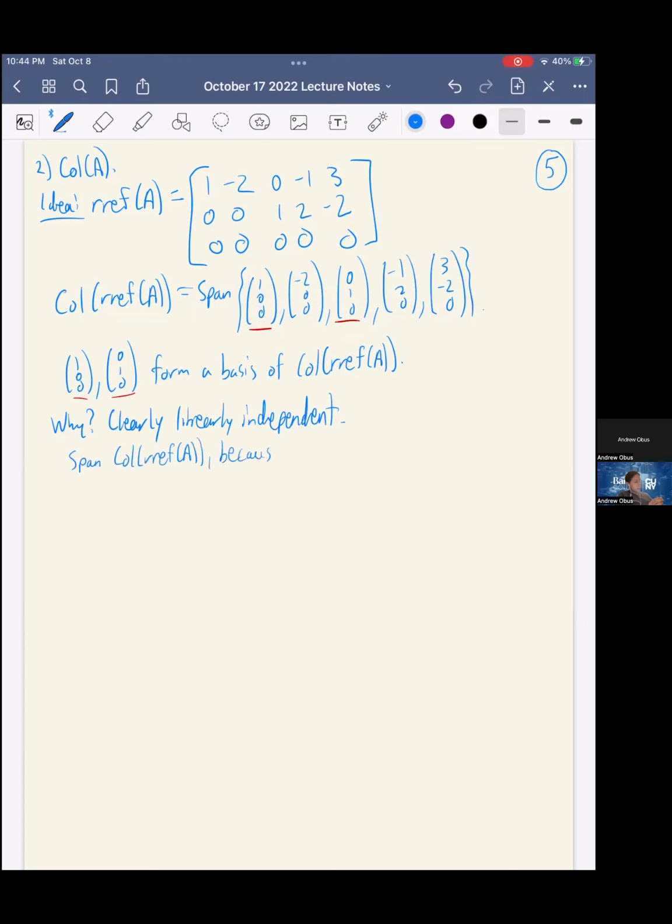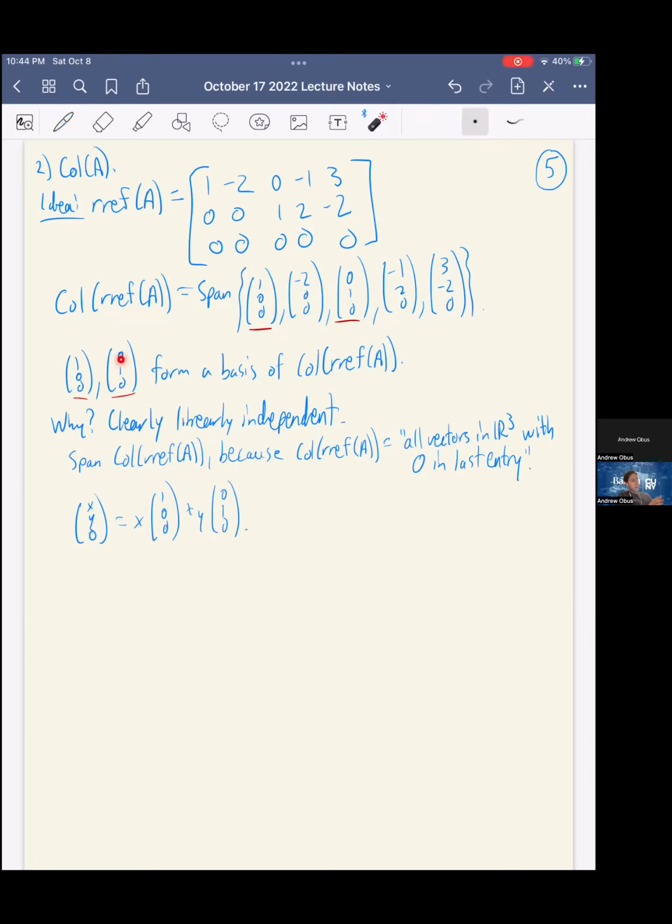because this column space of the row-reduced echelon form of A is just equal to all vectors in R3 with a 0 in the last entry, right? And so if you want all vectors in R3 with a 0 in the last entry, it's certainly true that if I take these two vectors, I can get any vector in R3 with a 0 in the last entry, right? Because if I want something of the form (x, y, 0), this is equal to x(1, 0, 0) plus y(0, 1, 0). Okay?